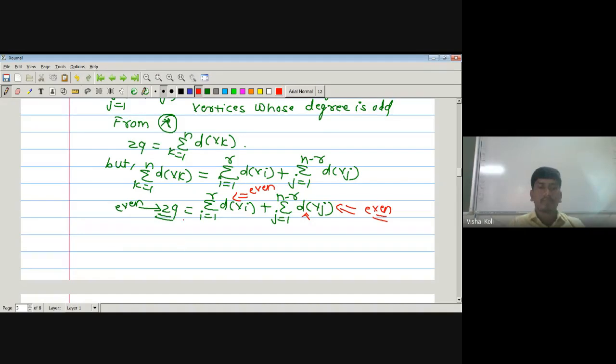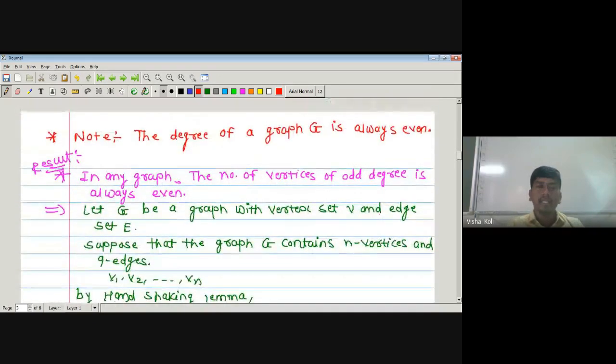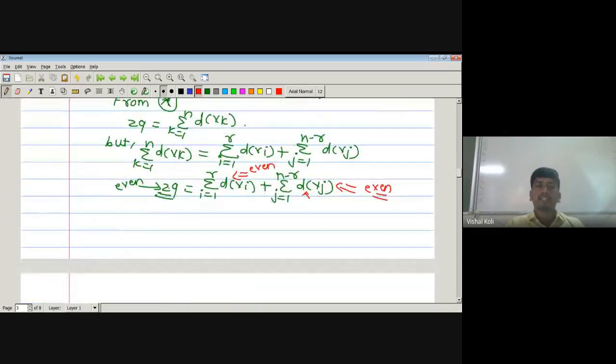Okay, now this will be even, this is again even, and summation j running from 1 to n minus r of the degree of each vertex vj is again even. But actually, in our statement we have to prove that in any graph G the number of vertices of odd degree is always even. But here we get that the sum of degrees of all those vertices whose degree is odd is even. From this we can't conclude whether it contains an even number of odd degree vertices or an odd number of odd degree vertices.